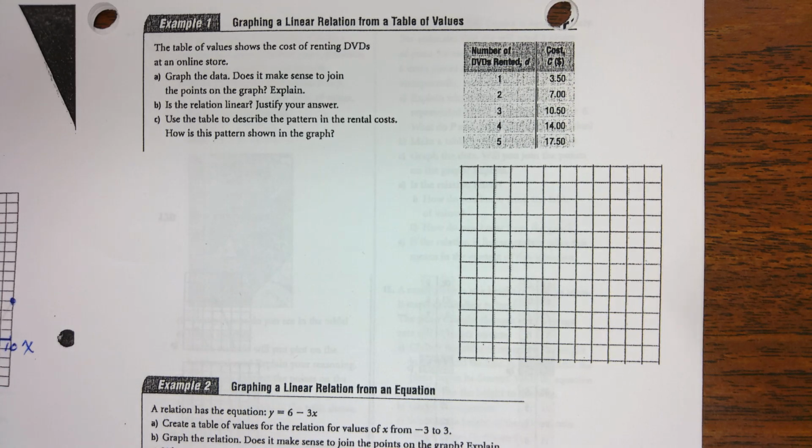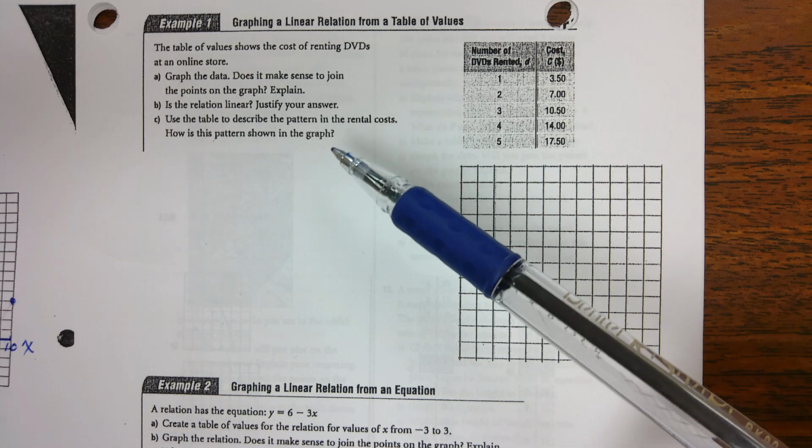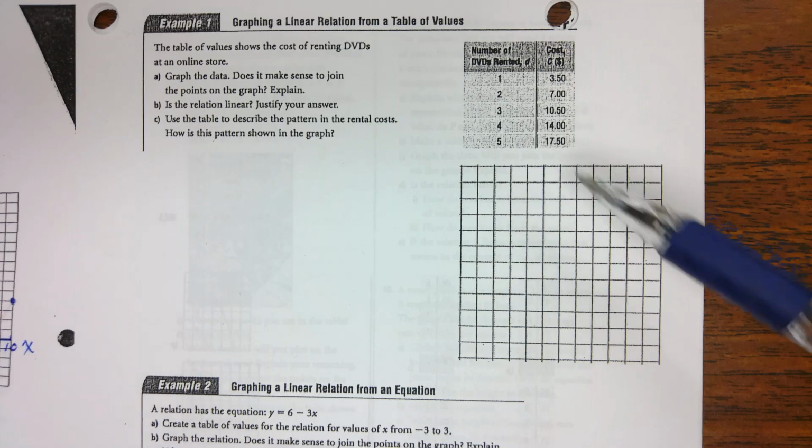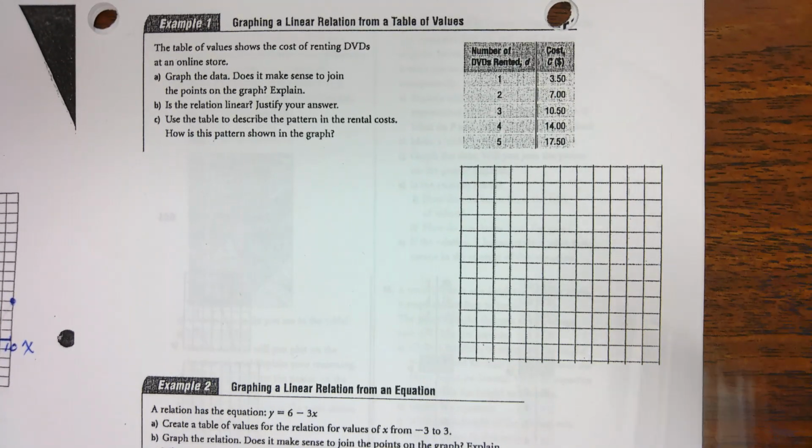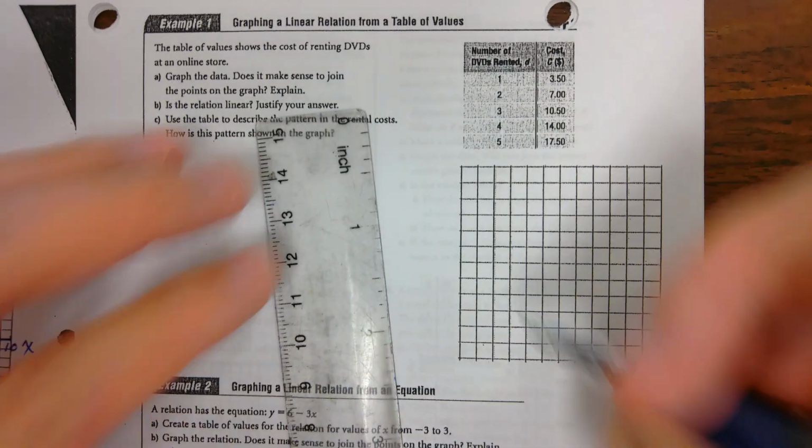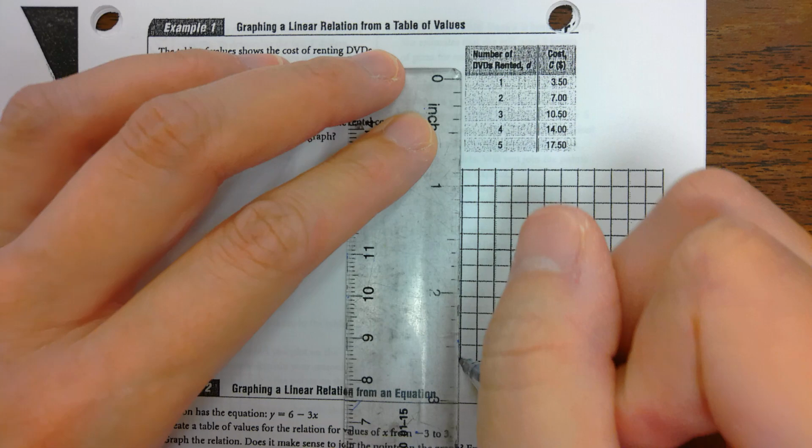Alright, use the table of values to graph the data. Okay, so looking at these data, should I do an L graph or T graph? L graph, because there's no negative. So I'm gonna set up my table.